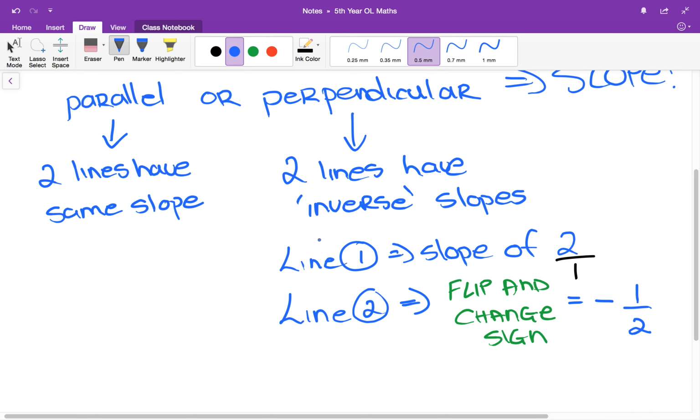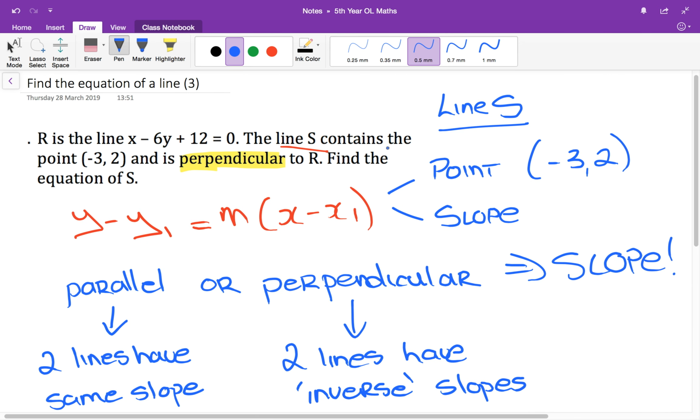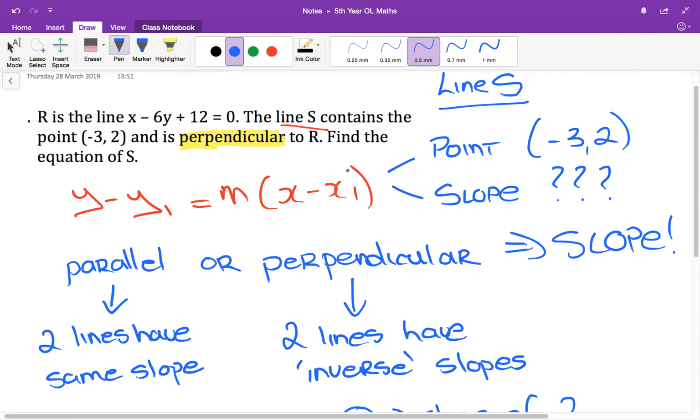So if I go back to the question, I have a point, which is great. My big thing here is I need a slope. They don't directly tell me anything about slope, but I do see the word perpendicular, and I now know that the word perpendicular links directly to slope. So what they are telling me is that line S is perpendicular to line OR, and they've given me line OR. So if I can figure out the slope of line OR, then I can figure out the slope of line S.